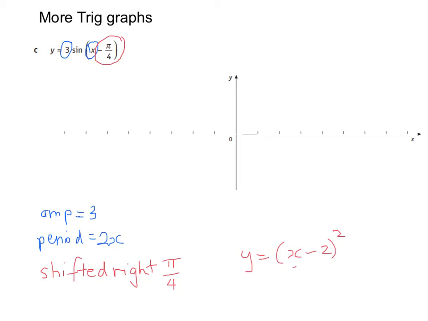Also, you can use the same logic and reasoning in our trig graph. If you make x equal pi on 4, then you get sine of 0, which is 0. So you know that one of the coordinates on the graph is pi on 4, 0. Okay, so one way of sketching this graph is to just draw y equals 3 sine x, and then you can shift it to the right by pi on 4 units.